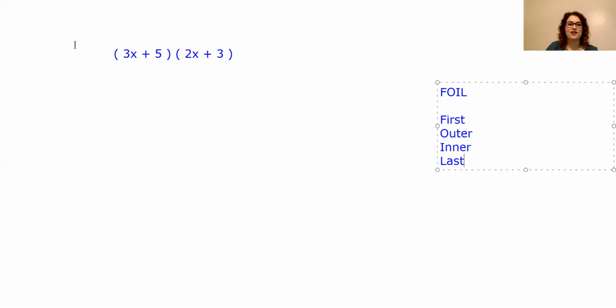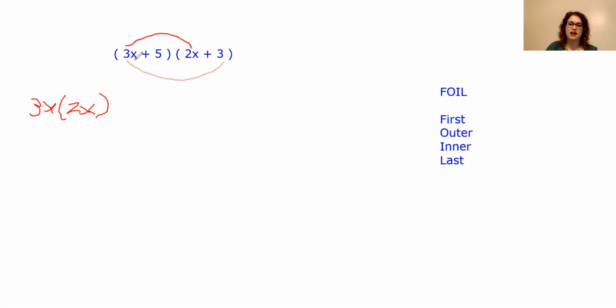We will start with the first term of each binomial set, which is the 3x and the 2x. So we'll multiply 3x times 2x, and then we will do our outers. So the next one in this step. The outer refers to the far side of the binomial sets, which is 3x, on the furthest left, and then the 3 on the furthest right are your outers. So we will multiply those together, 3x times 3.